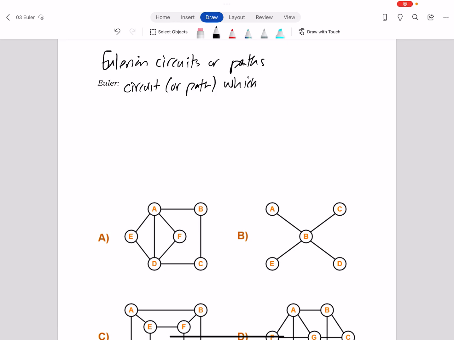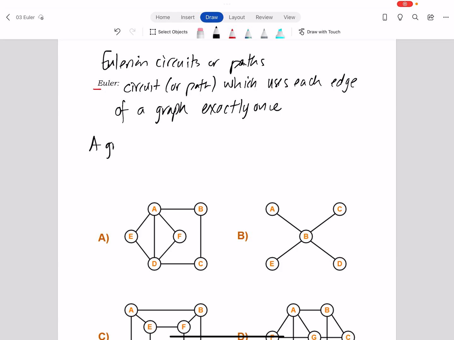which uses each edge of a graph exactly once. So Eulerian touches edges, so those E's match. The nice part about Eulerian circuits and paths is that we have a condition that tells us when it exists.